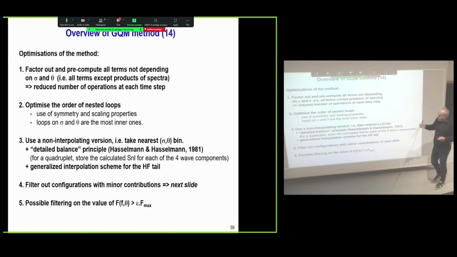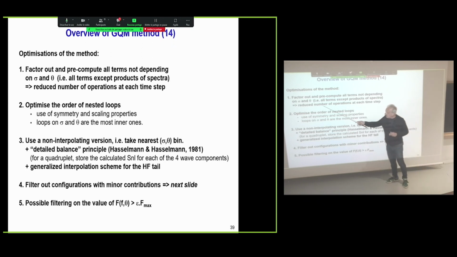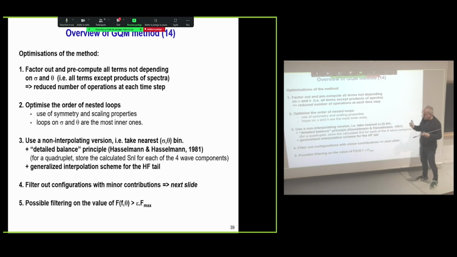So we did a number of other improvements and optimizations in the implementation of the method. In particular, we factor out and pre-compute all terms which do not depend explicitly on sigma and theta. And so all these computations are done once at the beginning of the computation, and then at each time step, the number of loops to be performed is optimized, benefiting also from the symmetry and scaling properties we have.